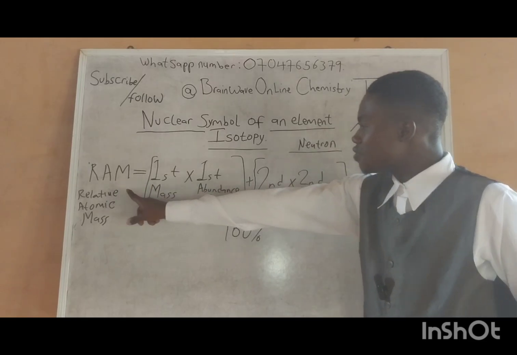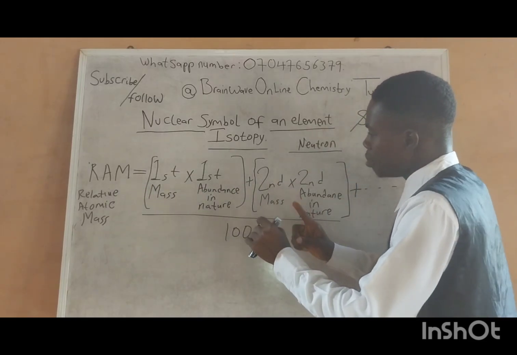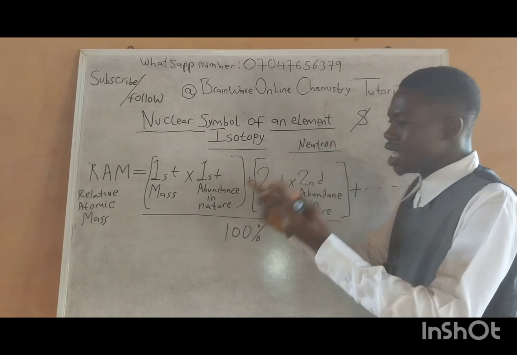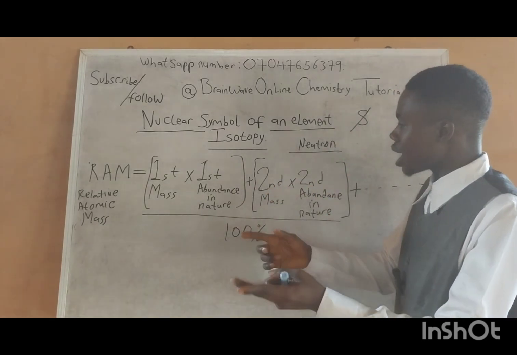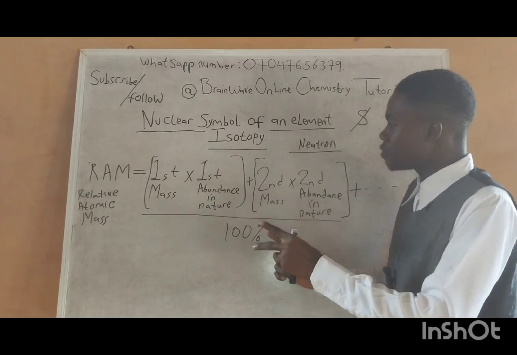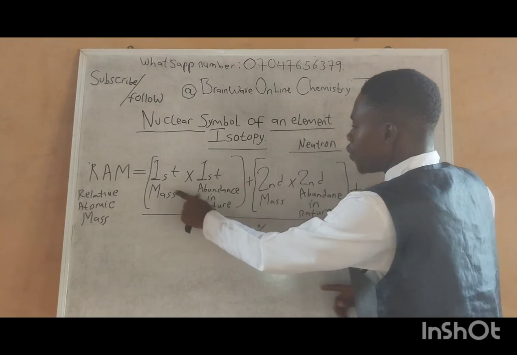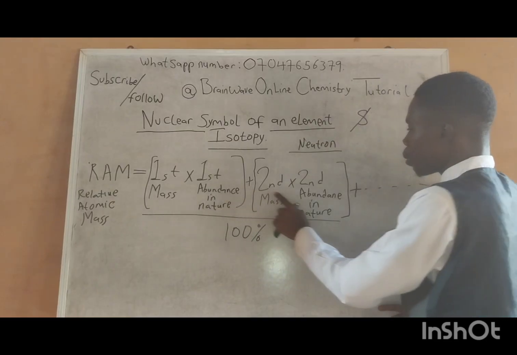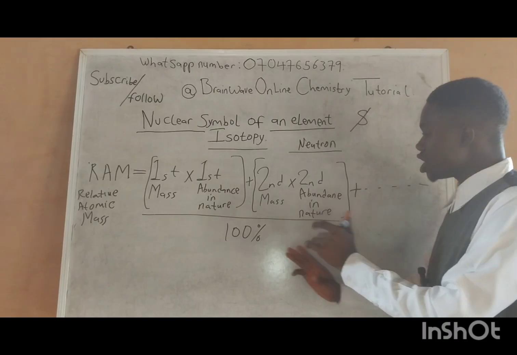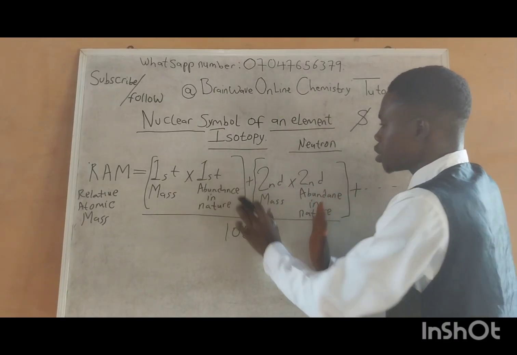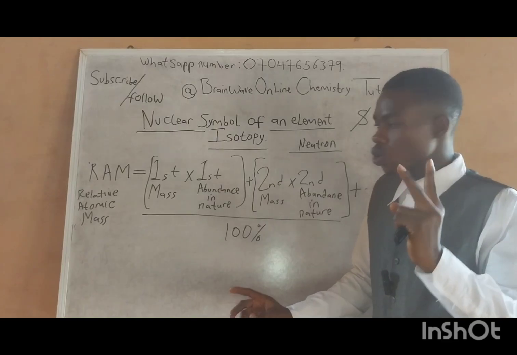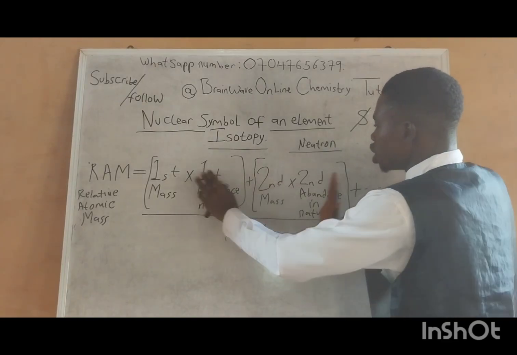Now if you are asked to find relative atomic mass, and the element has 2 isotopes, like chlorine for example, which has chlorine 35 and chlorine 37, you are only going to use first mass times first abundance in nature plus second mass times second abundance in nature. The reason why you're only going to use these 2 is because that element, which happens to be chlorine, has 2 isotopes.